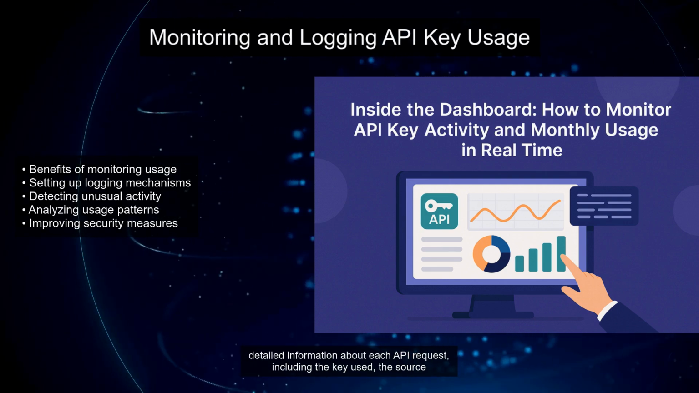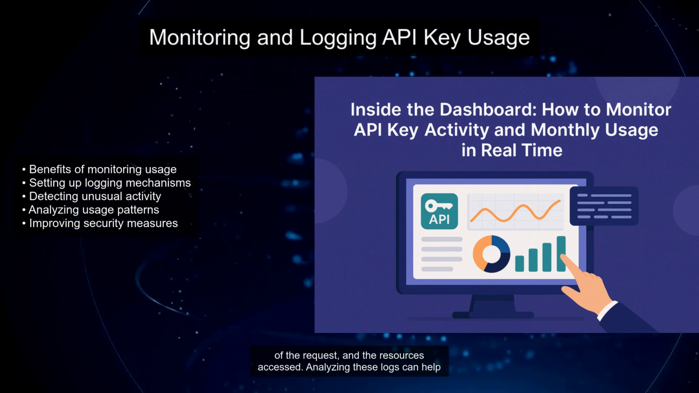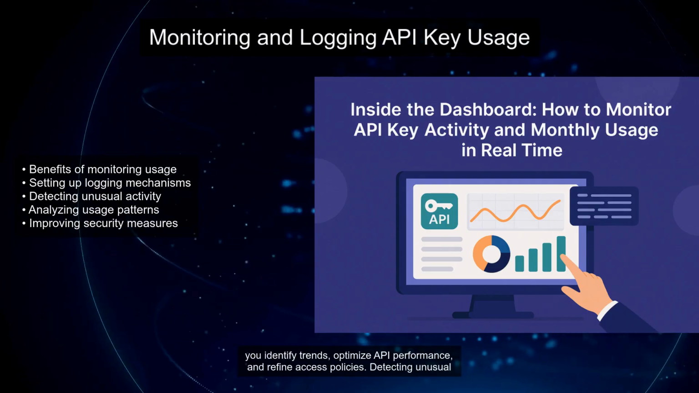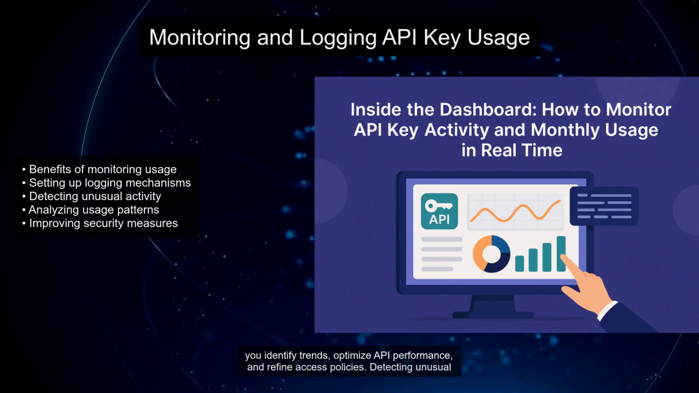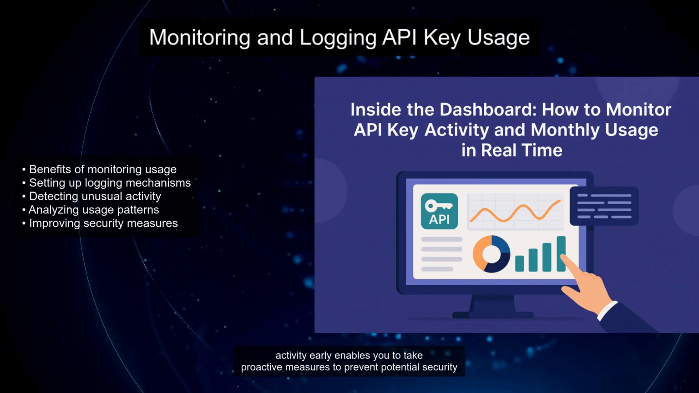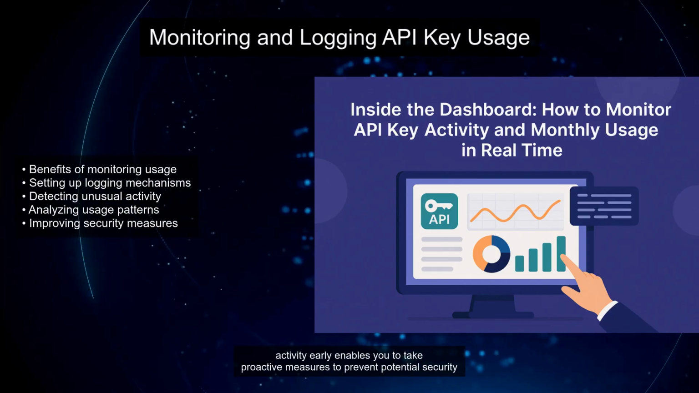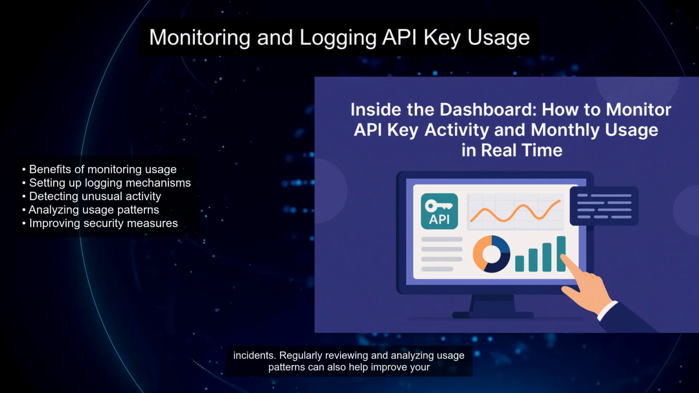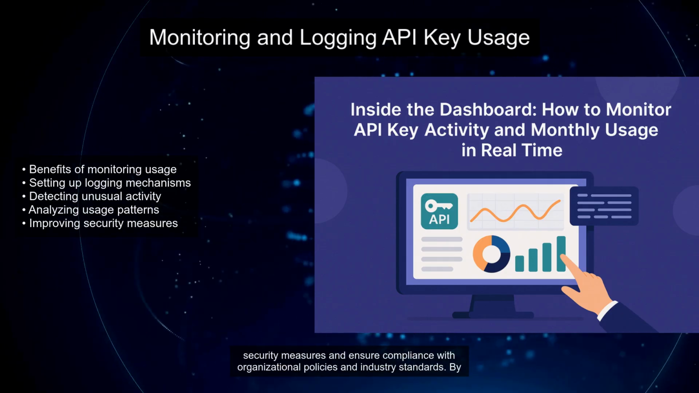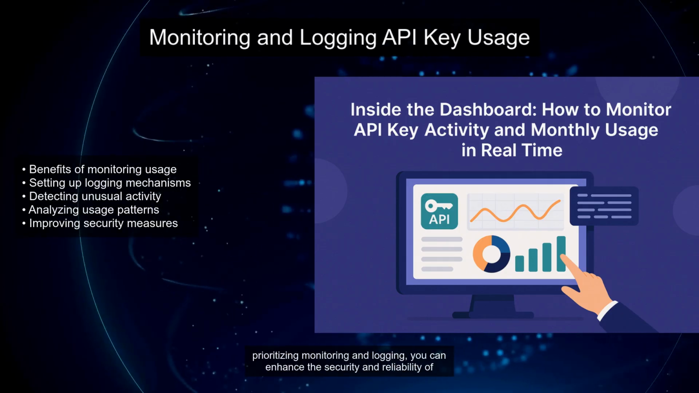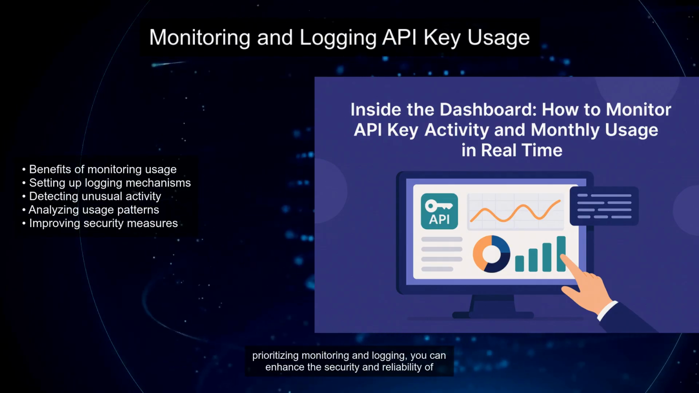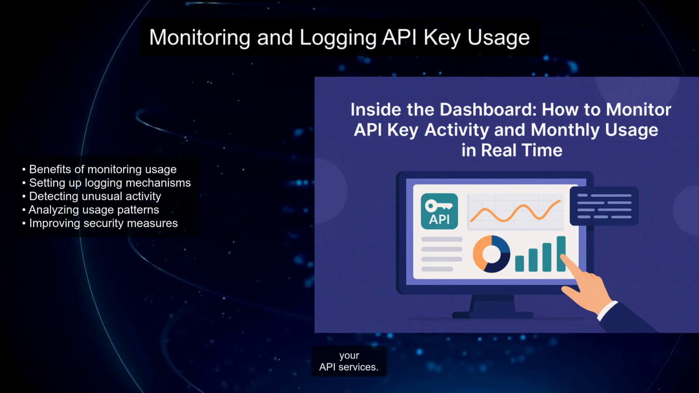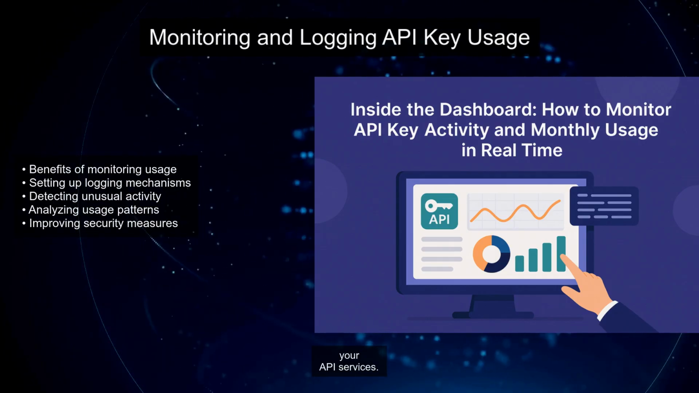Setting up robust logging mechanisms allows you to capture detailed information about each API request, including the key used, the source of the request, and the resources accessed. Analyzing these logs can help you identify trends, optimize API performance, and refine access policies. Detecting unusual activity early enables you to take proactive measures to prevent potential security incidents. Regularly reviewing and analyzing usage patterns can also help improve your security measures and ensure compliance with organizational policies and industry standards. By prioritizing monitoring and logging, you can enhance the security and reliability of your API services.